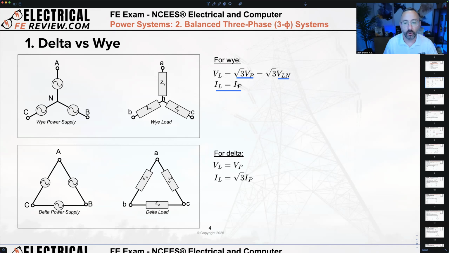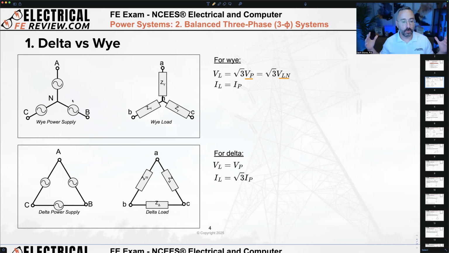So first off, we're going to identify the voltages, starting with the phase voltage first. I'm going to use orange. So we could call this the phase voltage, or we could call this the line to neutral voltage. So that we have enough room here, I'm going to show the phase voltages on the power supply, and then I'll show the line voltages on the load.